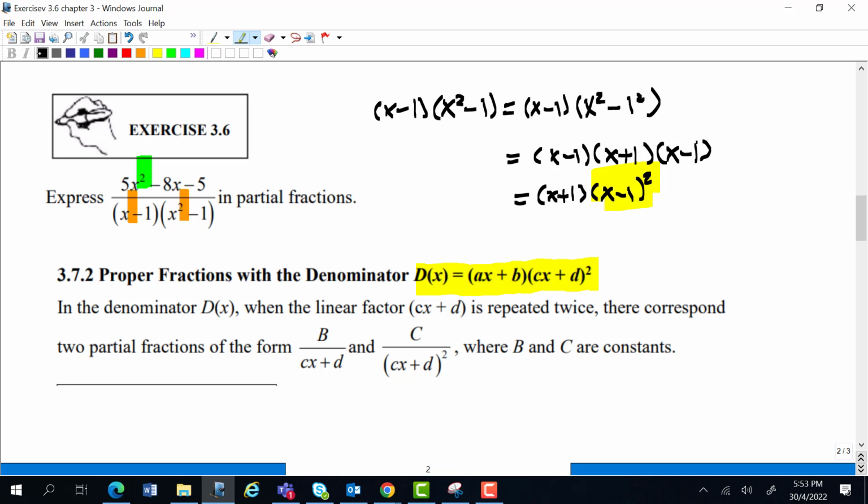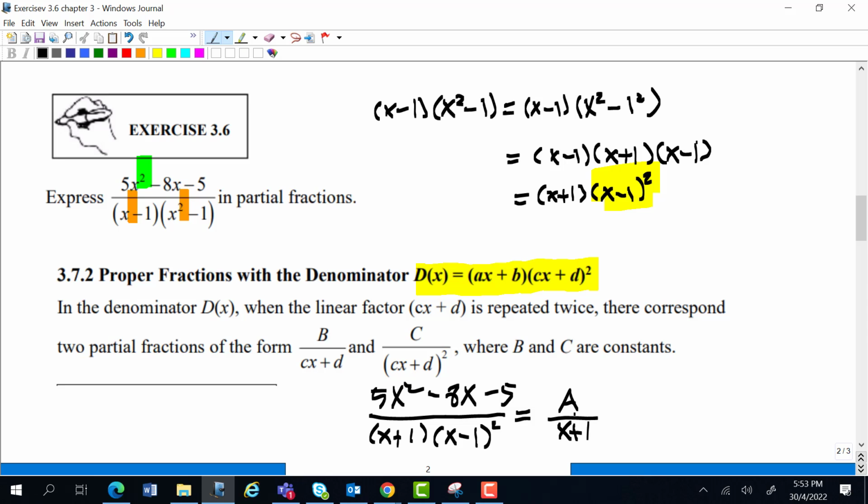So therefore, this 5x squared minus 8x minus 5 over x minus 1, x plus 1, x minus 1 squared can be written as a over x plus 1, because x plus 1 is power 1 only, and then b over x minus 1 plus c over x minus 1 squared, which is mentioned in the notes here: b over cx plus d, c over cx plus d squared. But c is equal to 1, d is equal to minus 1.